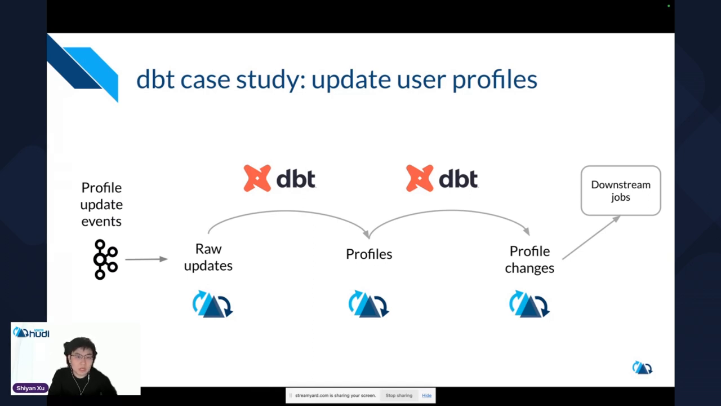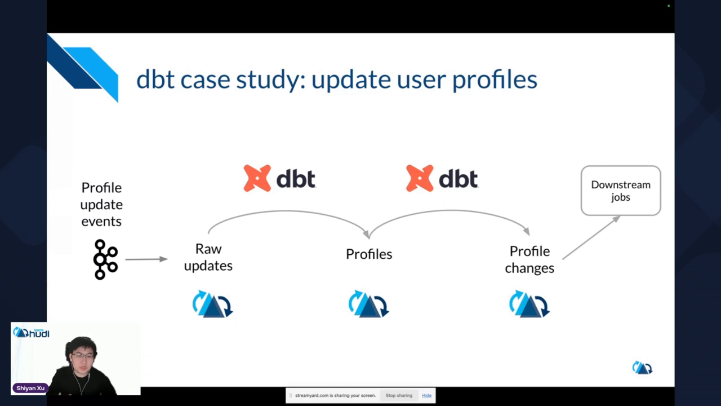We'll be looking at a sample data set that is very simple. The upstream data contains some user profile update events. Specifically, it contains the updated city. So the schema looks like user ID, city, and timestamp. That's just three columns. The first transformation processes the raw updates and upserts them into a Hudi table to give the latest city info for all the users. So that's the raw updates to profiles, the first transformation.